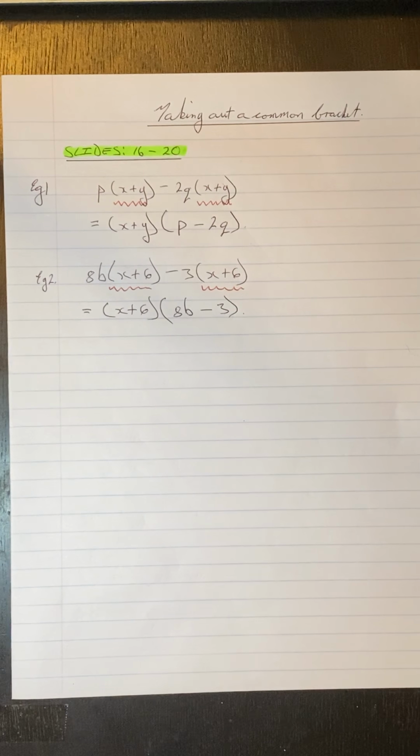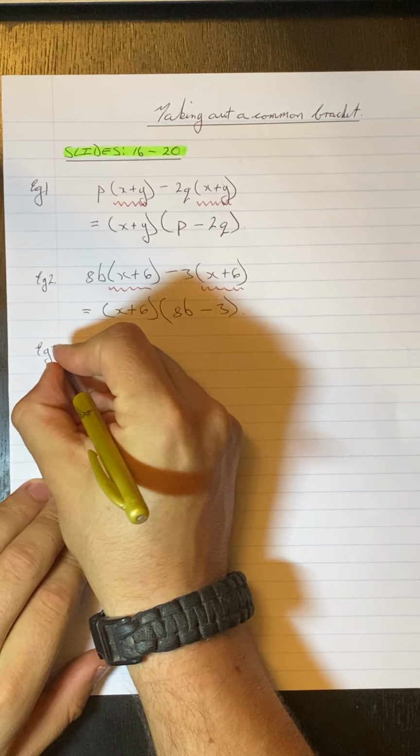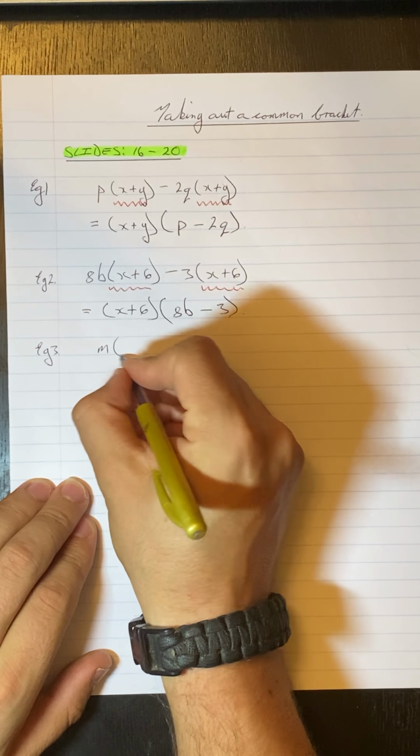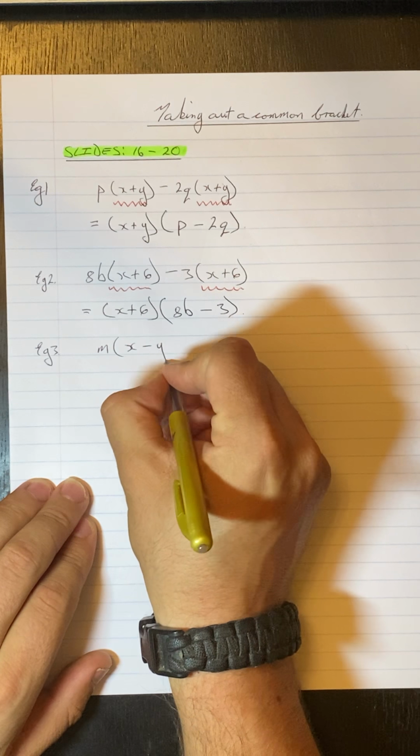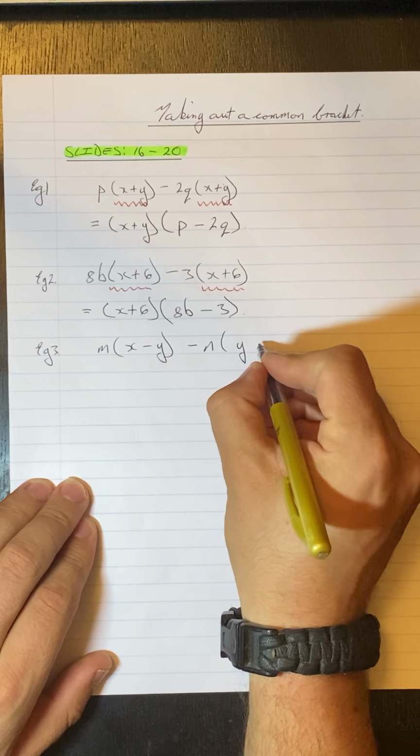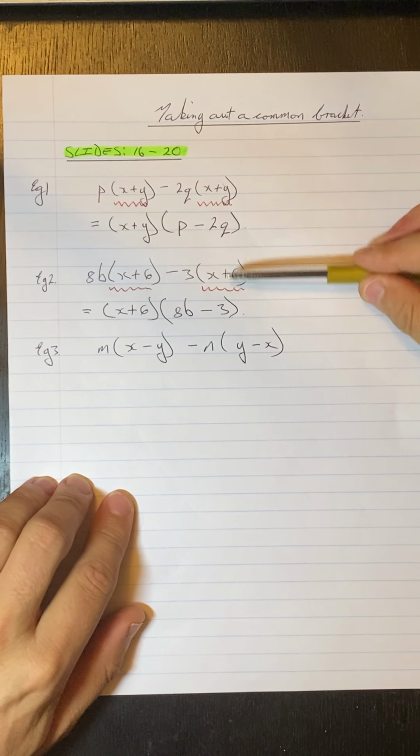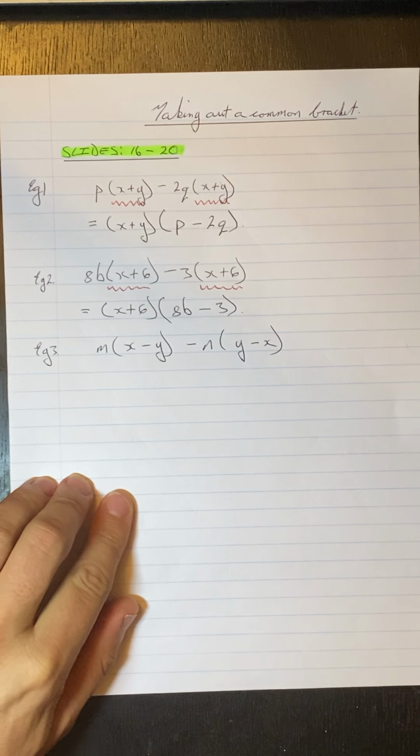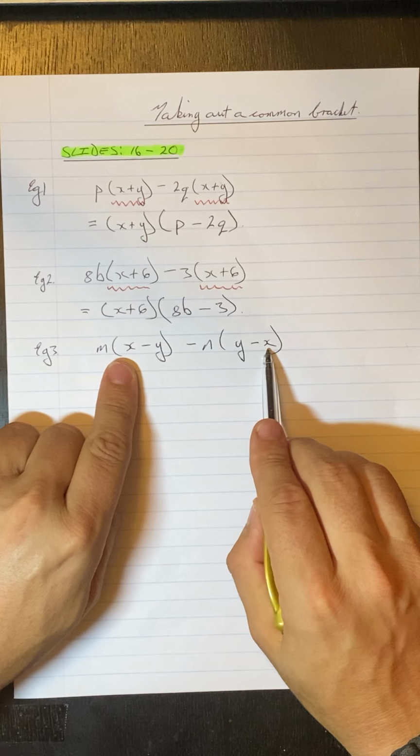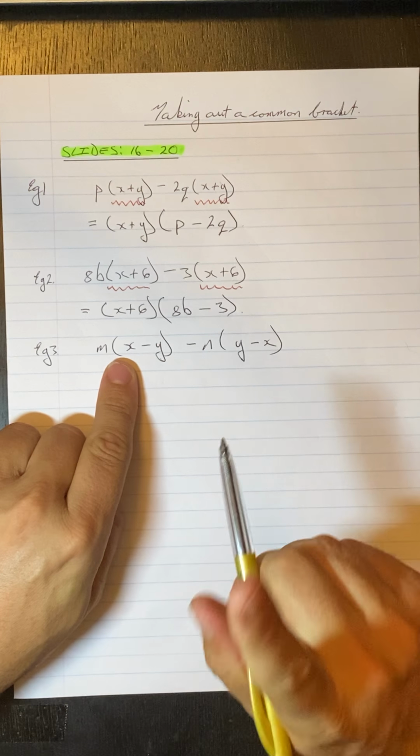Now, we are going to move on to examples where we have to make the brackets the same. So if we look at this example here, as you can see, it looks very similar to the previous two examples. The only difference is we have an x minus y here and a y minus x. They are not the same as they stand like that, but I can make them the same.